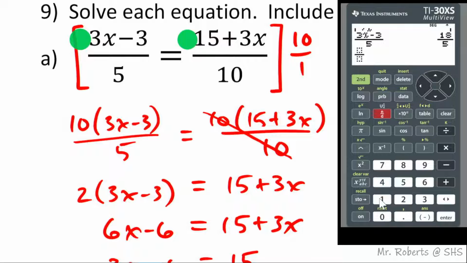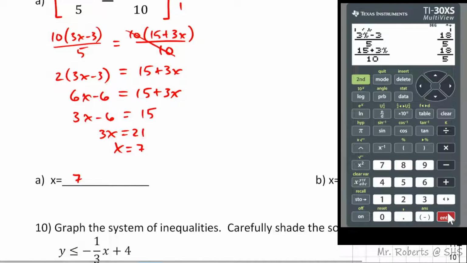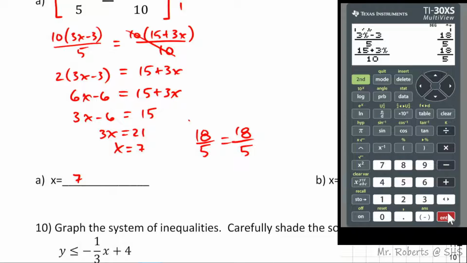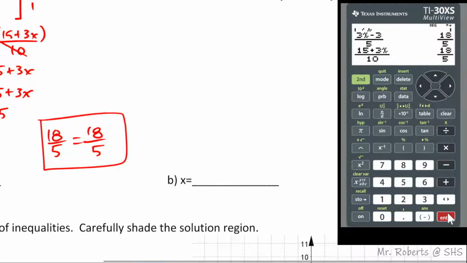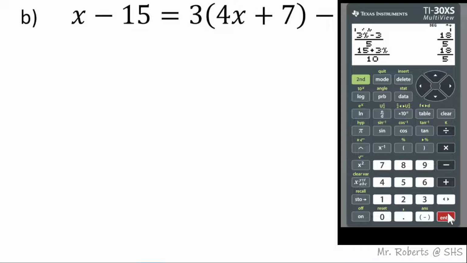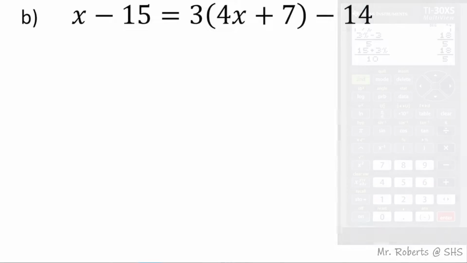We've got a fraction. I'm going to enter 15 plus 3x, and I'm going to divide this side by 10. And when I do, I get also 18 fifths. So when it says include a check here, it's something like this, as minimal as this. Hey, when I plug in the value, I can see that both sides become 18 fifths. And because 18 fifths is equal to 18 fifths, 7 is truly the value of x that makes this equation true. Right, then part B looks like a nice opportunity to use the simplest form of the distributive property.